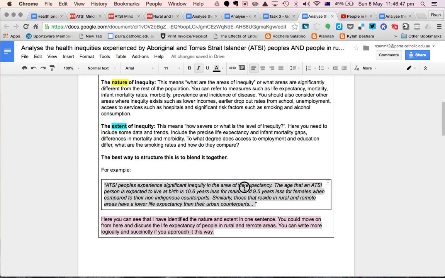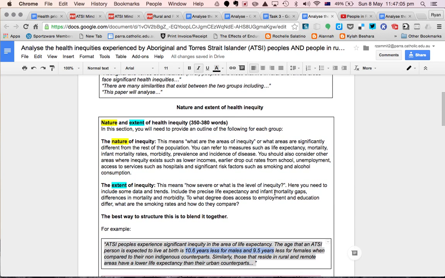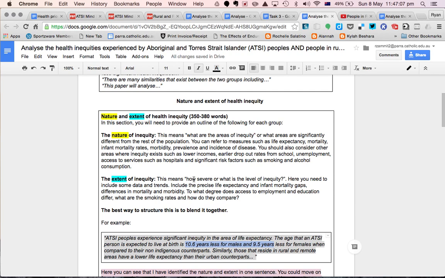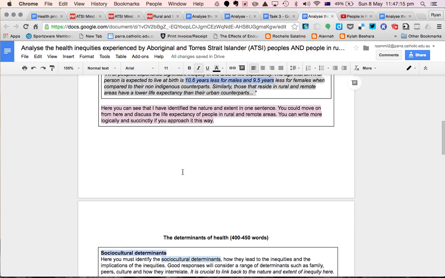So by doing this, you're telling us life expectancy is an area of inequity. It's an area of major difference between non-Indigenous and Indigenous. And here you're telling us how serious it is, or the extent that there is a large gap. So that's what we want you to do there. So it shouldn't really be a big part, even though there's a lot written here, you just need to tell us what the inequity is and then provide some stats to tell us how serious or how bad it is or what the level is.